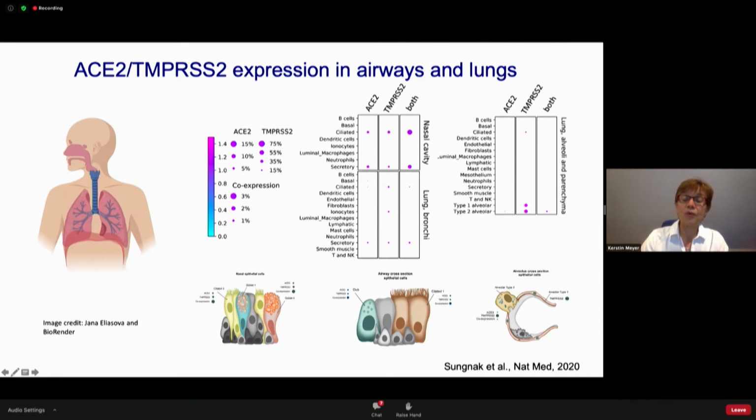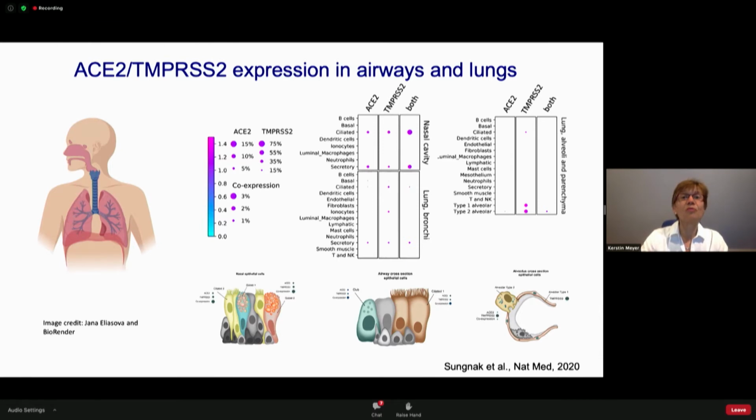All of this work was published by Sungnak et al. in Nature Medicine earlier this year. And the paper gives a much greater overview of other organs and the cells that can harbor this receptor expression. But today I will just focus on the upper airways.